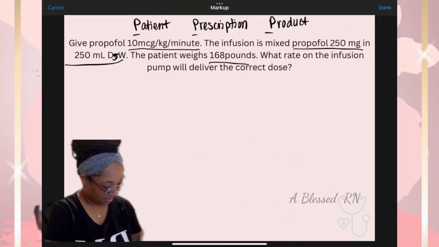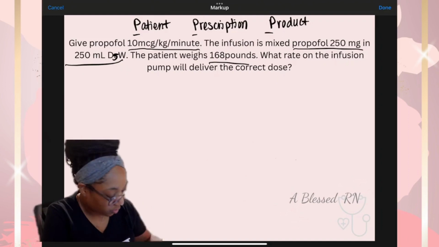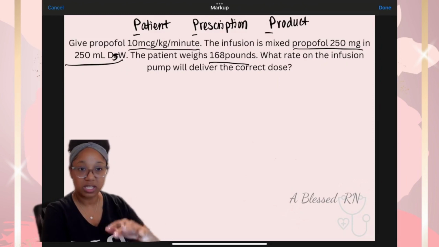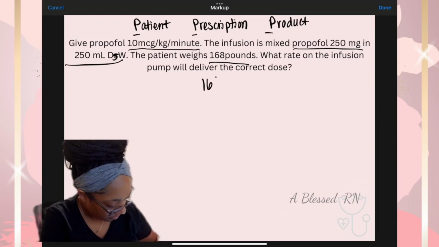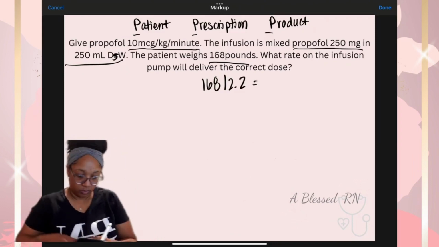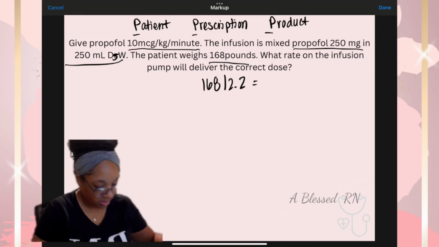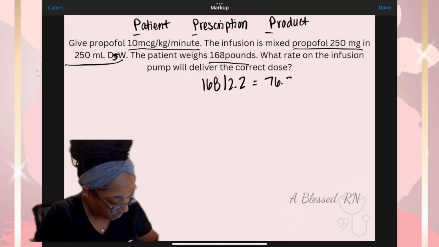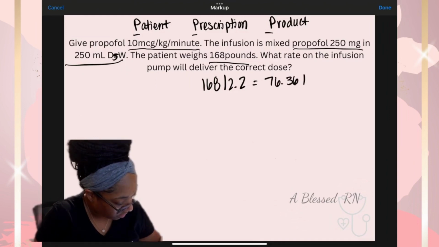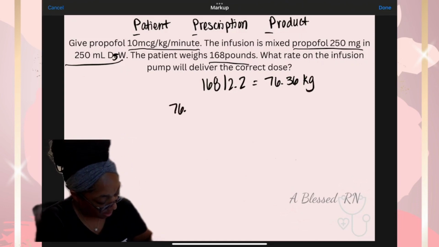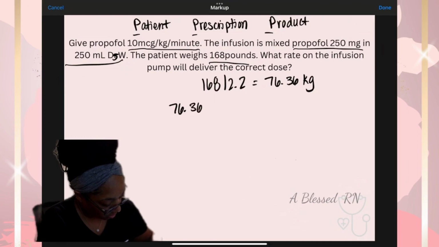Okay, I'm back now. PPP. So you're going to take your weight and you're going to divide it by 2.2 and you're going to get kilograms. 168 divided by 2.2. That's going to be what? 76.36 kilograms. All right. You're going to multiply that by your prescription. So your weight by your micrograms.